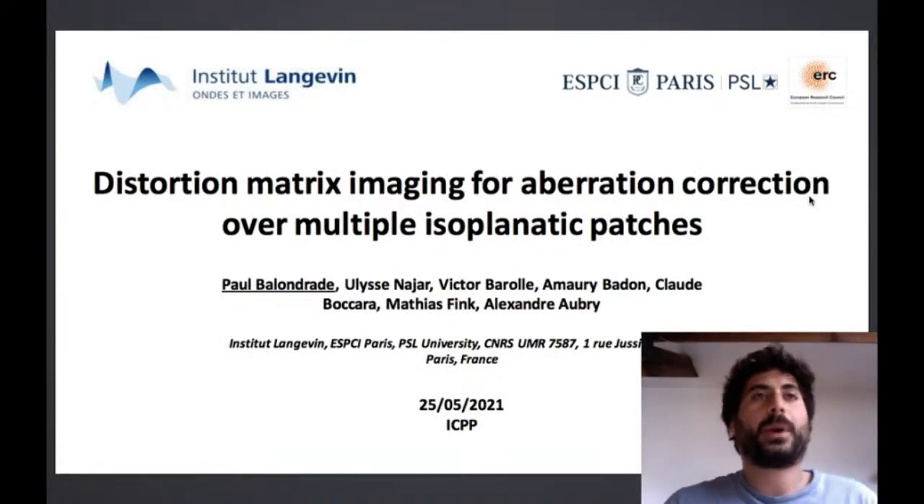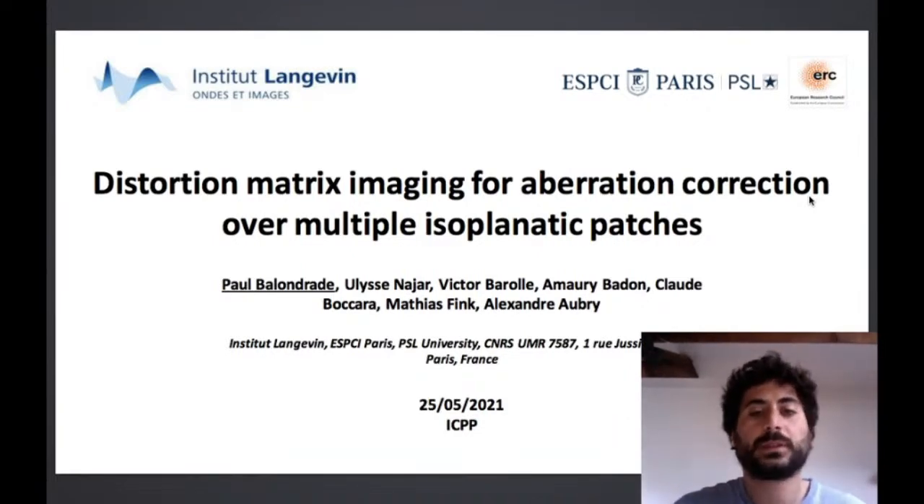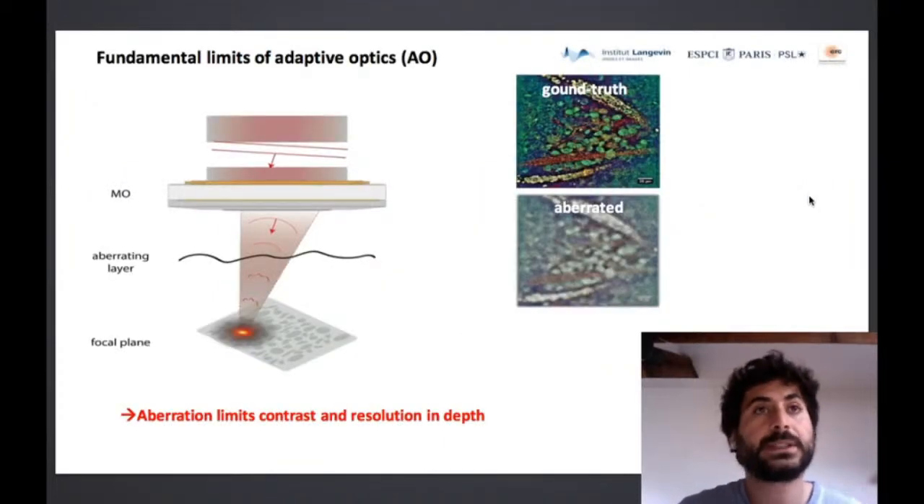Hi everyone, I'm Paul Malandrade from Institut Langevin in Paris in France, and I will present the work I've been doing with Alexandre Aubry on a matrix approach for correcting aberration and multiple scattering inside biological tissues. Aberration and multiple scattering are the major limitation to microscopy for imaging tissues in 3 dimensions. Here we would like to focus light on the focal plane of a microscope objective through an aberrating layer. Due to the aberration, the light is spread out and the resulting PSF, or focal spot, is larger than the diffraction limit.